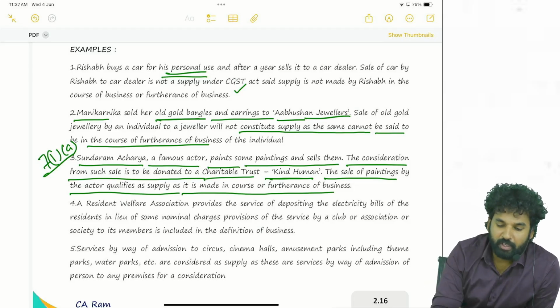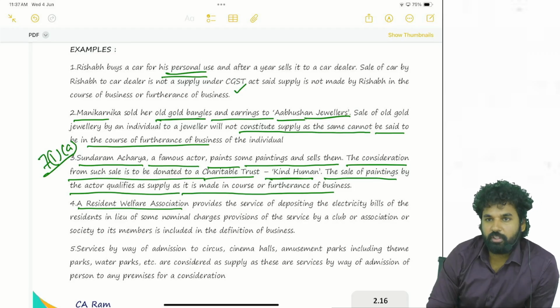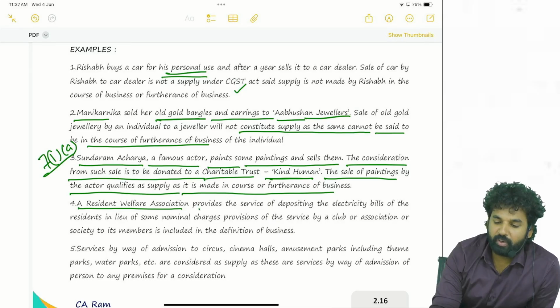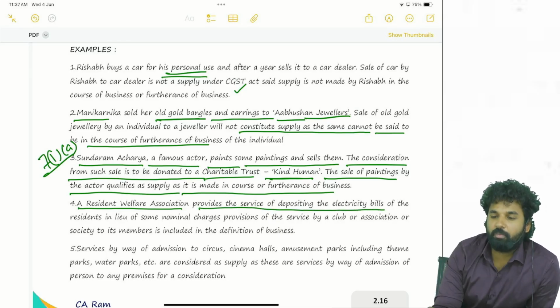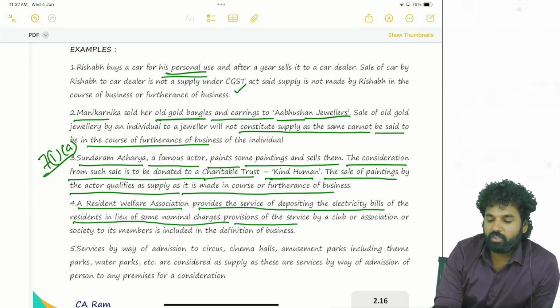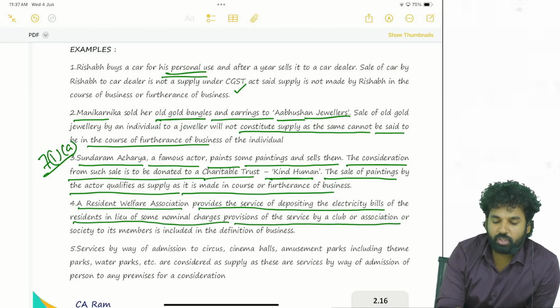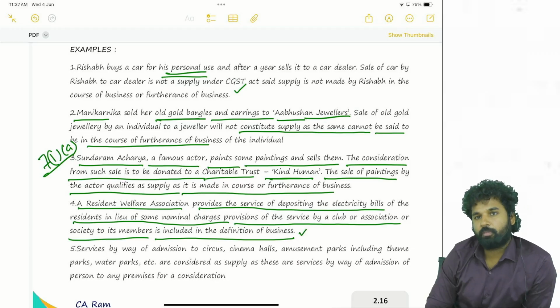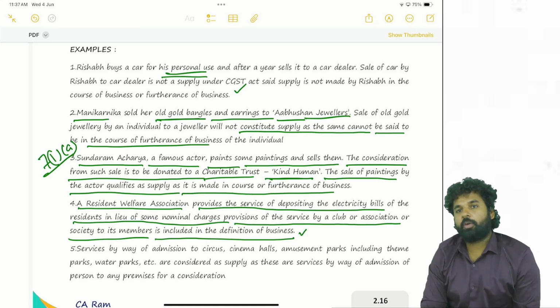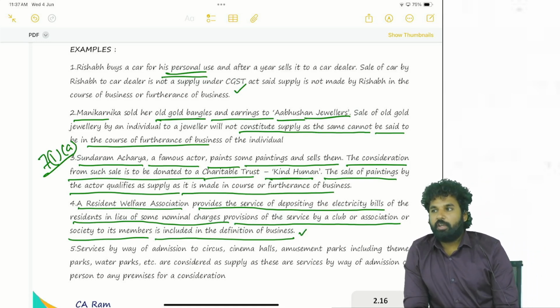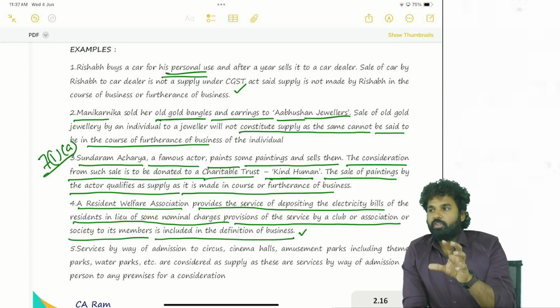Okay. Next, a resident welfare association. Resident welfare association, apartments association will be there, no? That one provides services of depositing the electricity bills of the residents in lieu of some nominal charges. Provisions of the service by a club or association or society to its members is included in the definition of business. Okay.